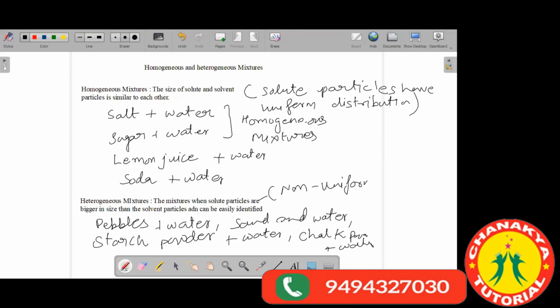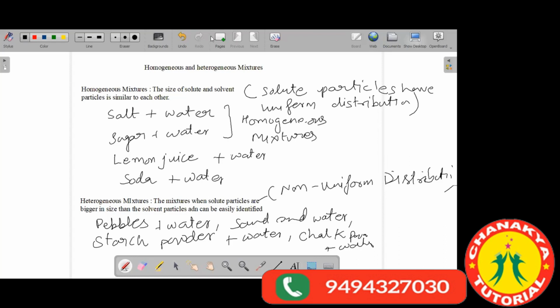That means at some places in the solution, you will have high concentration of the solute, and at some places, you will have less concentration. So this is a non-uniform distribution. So the particles are uniformly distributed in homogeneous mixtures and non-uniformly distributed in heterogeneous mixtures. Okay, so understood about homogeneous and heterogeneous mixtures.